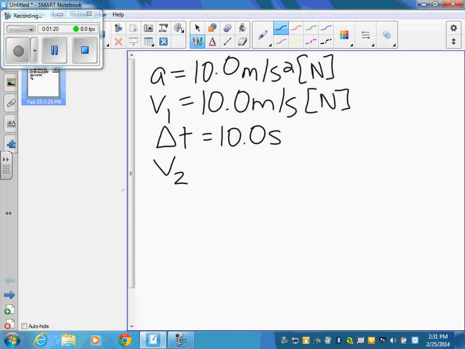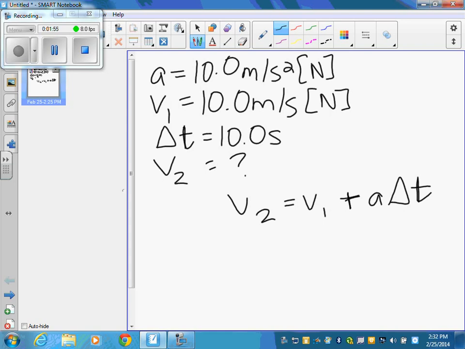So, which formula with those in the square rectangle ones that we use would you use to find final velocity? V1 plus A times delta T. Now, I don't know if you guys have noticed, but I usually make my T kind of curved. I know it kind of looks weird, but that's so that I remember that it's a T and not a plus sign.